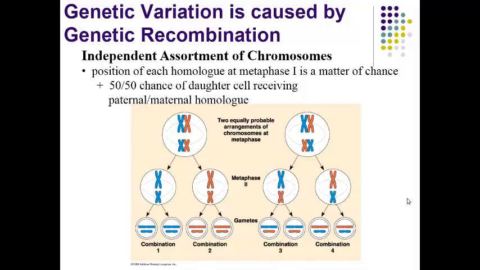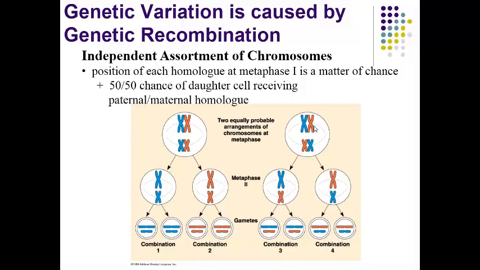When the homologous pairs line up at the metaphase plate during metaphase 1, nothing dictates which chromosome lines up on which side. Here we look at an example with two pairs. You can see that in this example here, the blues line up on the left, the reds line up on the right. It can just as easily be flip-flopped. In this one here, you have the blue on the top left and the bottom right, the red on the top right and bottom left. It could just as easily be flip-flopped as well.